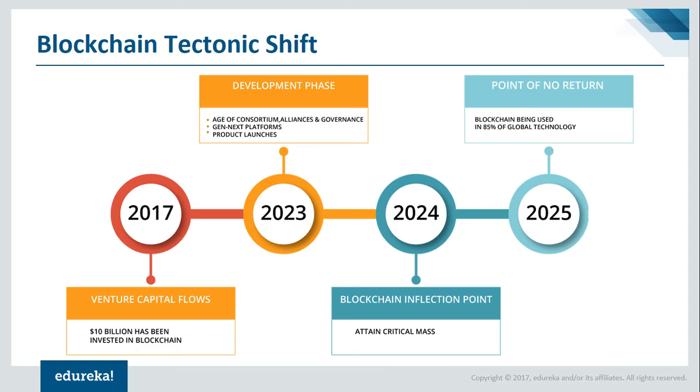Now one of the major things that I want you to focus on here is that by 2024 you're going to attain critical mass. What I basically mean by this is that by 2024 most organizations, or any organization across the world, is going to realize that it's now a point where they have to migrate to blockchain, and by 2025 85% of the global technologies would have implemented blockchain as well.